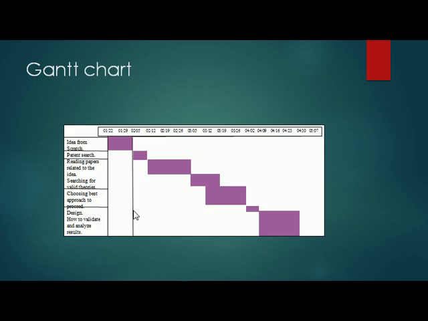And coming to the things I have done till now, this is the Gantt chart. I couldn't get Microsoft Project, so I did it using Microsoft Word itself. I got the idea of how the Gantt chart should look, so I did it myself.